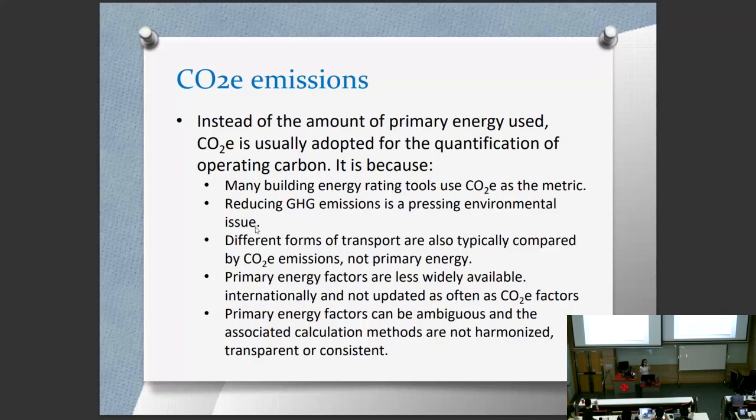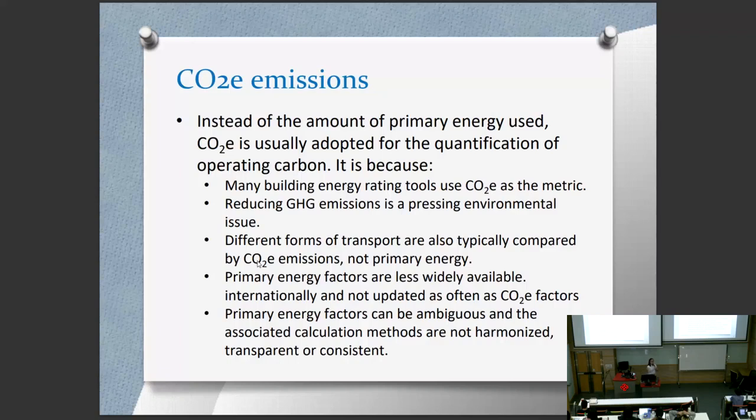So primary energy is more about the consumption of the resources. But if you want to pinpoint the problem of global warming, then we should focus on the carbon dioxide emissions. Different forms of transport are also typically compared by carbon dioxide emissions, not primary energy, and primary energy factors are less widely available. So we don't have the primary energy factors in every region, but the carbon dioxide emissions factor is more common.